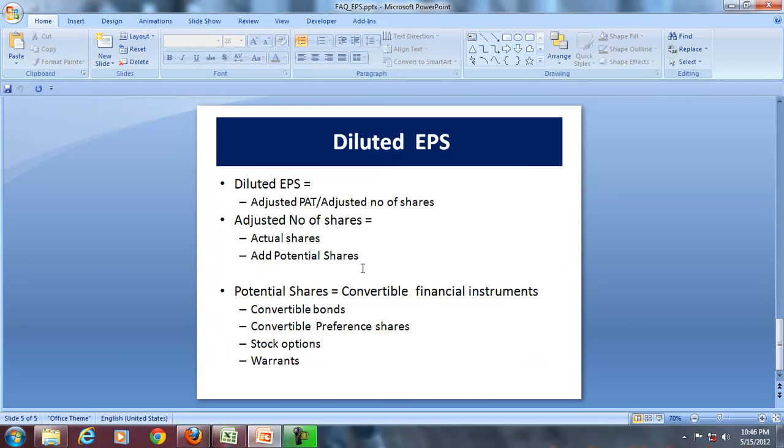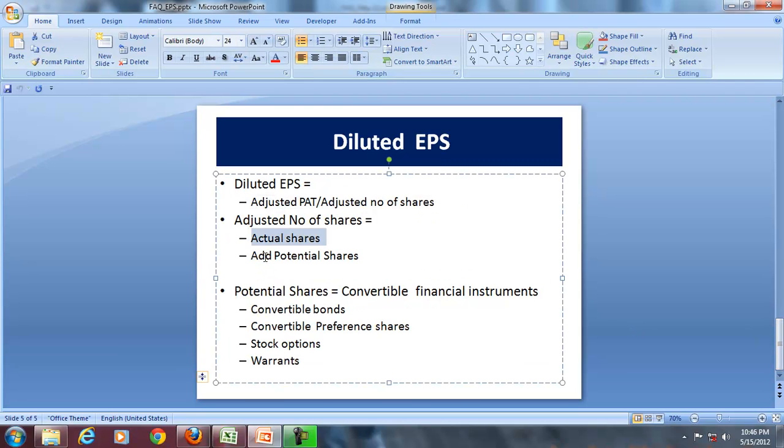Adjusted number of shares is the actual number of shares plus the potential shares. And what are these potential shares? The potential shares are those financial instruments which have the potential to become shares in the near future, and they are commonly convertible bonds, convertible preference shares, stock options, and share warrants. So if these convertible financial instruments are there on the balance sheet, then the potential shares will be added to the actual number of shares to calculate the adjusted number of shares.